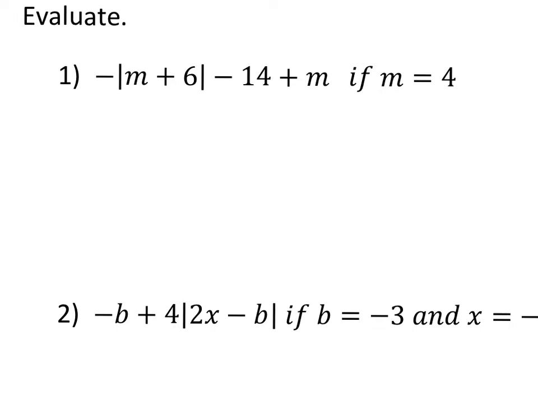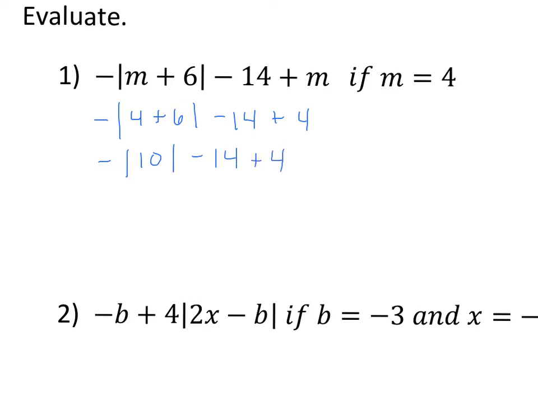And if I look here, we have m equals 4, so everywhere there's an m, I'm going to put 4 in. So I'm going to start here. I've got negative absolute value of 4 plus 6 minus 14 plus 4. Now, I am going to always do inside my absolute value first. If you want to think of it as a set of parentheses, you have to do what's in here first before you can do anything on the outside. Okay? So I'm going to have negative the absolute value of 10 minus 14 plus 4.